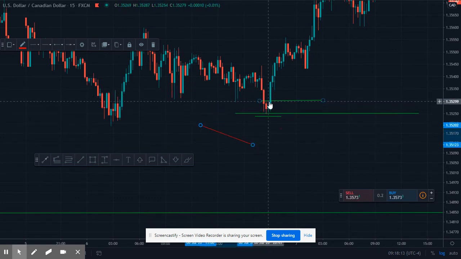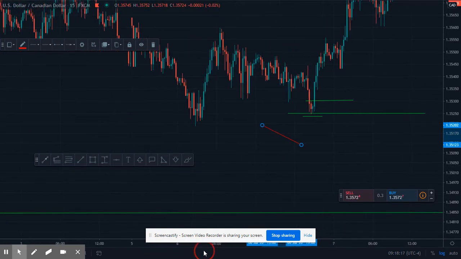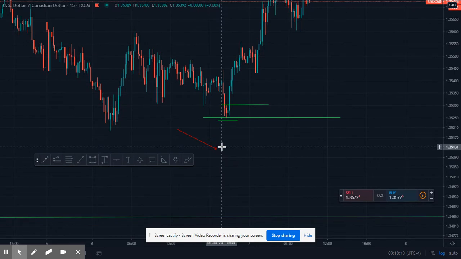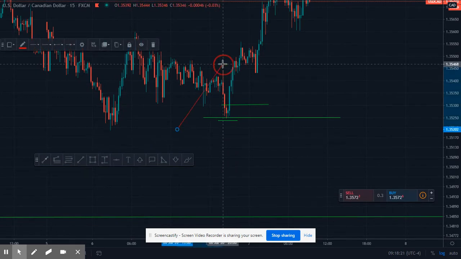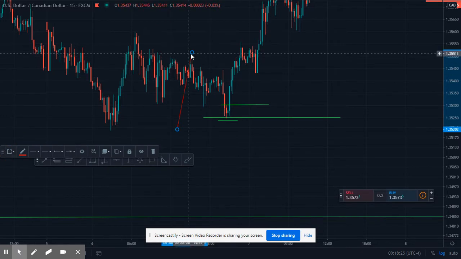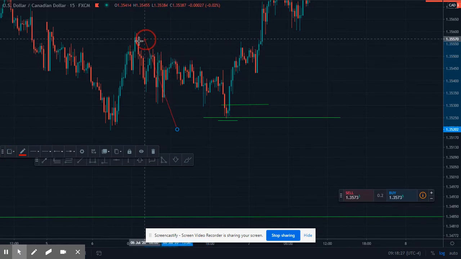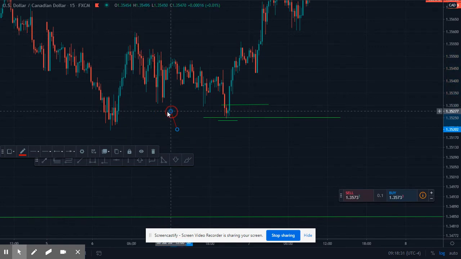All right, so it was hit. What was our target? The target was we want to go up to the highest point of this particular market structure, this area right here. So this is where we took the trade to.